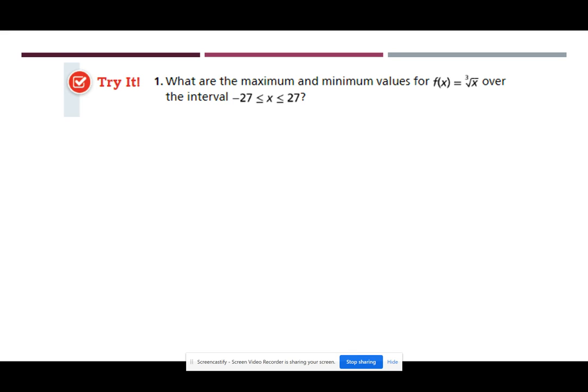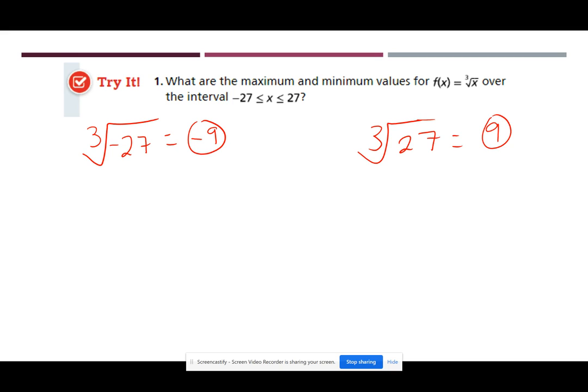Okay, so this one, we're trying to find between negative 27 and positive 27. So we have the cube root of negative 27 and the cube root of positive 27. All right, well, the cube root of negative 27 is negative 3. Positive 27 is positive 3. So our minimum is negative 3 and our maximum is 3.